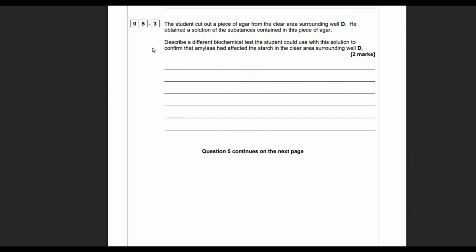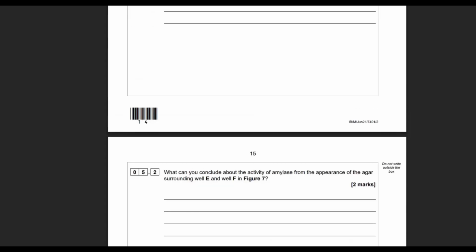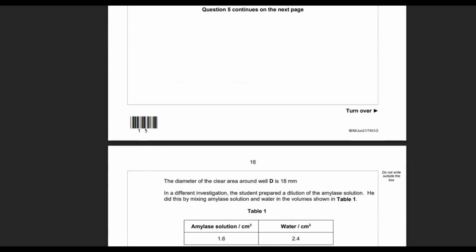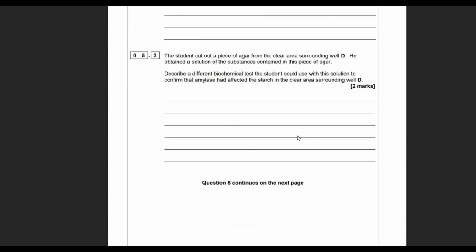So if we look up at well D, what they're saying for this question is that the student cut a piece of this clear area out. Now, there's no starch there. But what would confirm that the amylase has hydrolyzed the starch? What would you expect to be there in this area? When starch breaks down, what do we make? We make simple sugars like maltose or glucose.